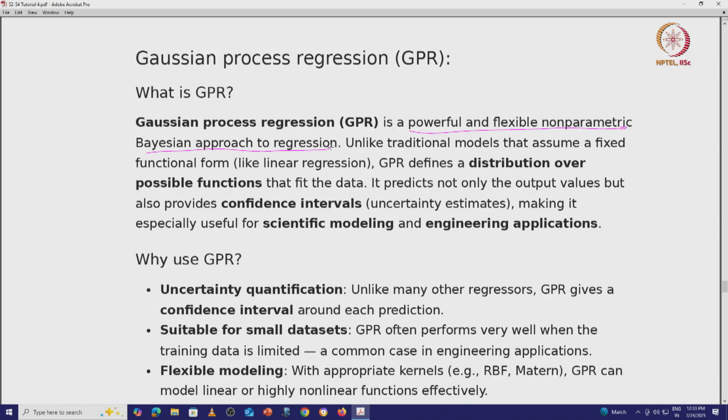Now the important thing is it is a Bayesian approach to regression. So not only does it predict a certain value, it will also tell you what is the error in the prediction that you are making. So how does it tell you the error? It tells you by being different from traditional models. Traditional models assume a fixed functional form like linear regression or a neural network. However, GPR defines a distribution over the possible functions that fit the data.